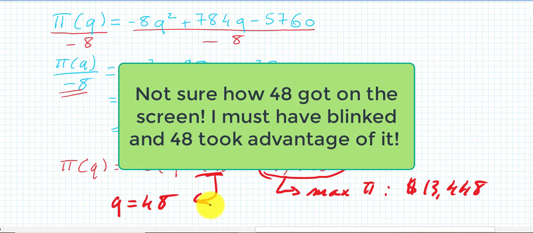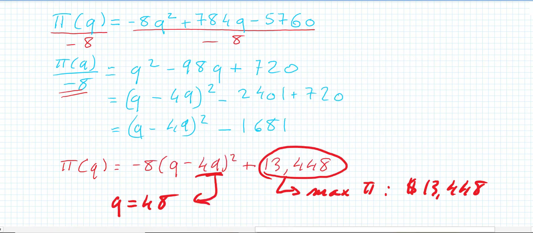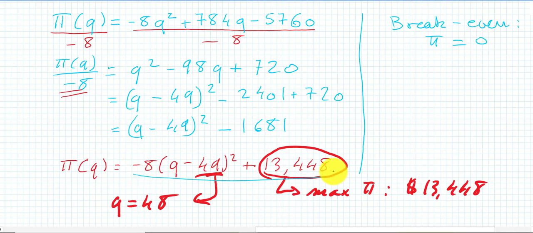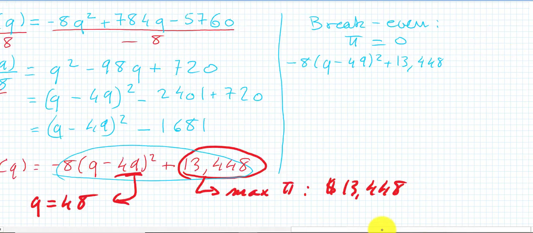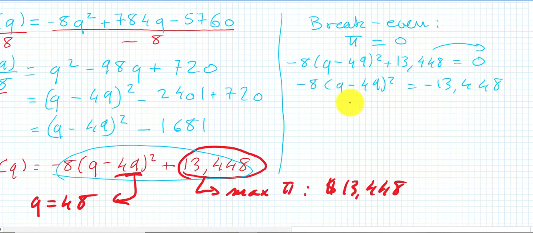Now let's figure out the break-even point. To find the break-even point, I must solve the equation pi equal to 0. We've already explained why, right? This is when you start making a profit. So let me take my vertex form right here and let's make it equal to 0. Negative 8 times q minus 49 squared plus 13,448 equal to 0. So move that on the other side. Negative 8 times q minus 49 squared equals negative 13,448. Let's divide by negative 8.